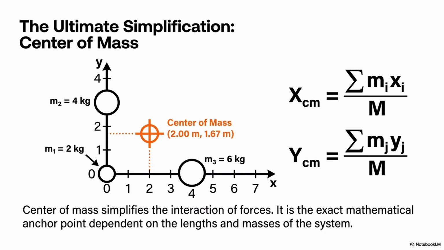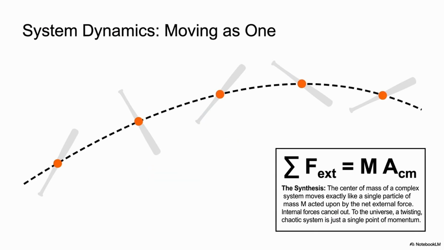Which brings us to a really crazy visual. Moving to the next slide, slide 11, system dynamics. It's a tumbling baseball bat flying through the air. Now, if I throw a spinning bat, every single splinter of wood is flying in a different chaotic direction. The handle is whipping one way, the barrel the other way. How can the math possibly track that? I know, it looks impossible. But look at the text on the slide.